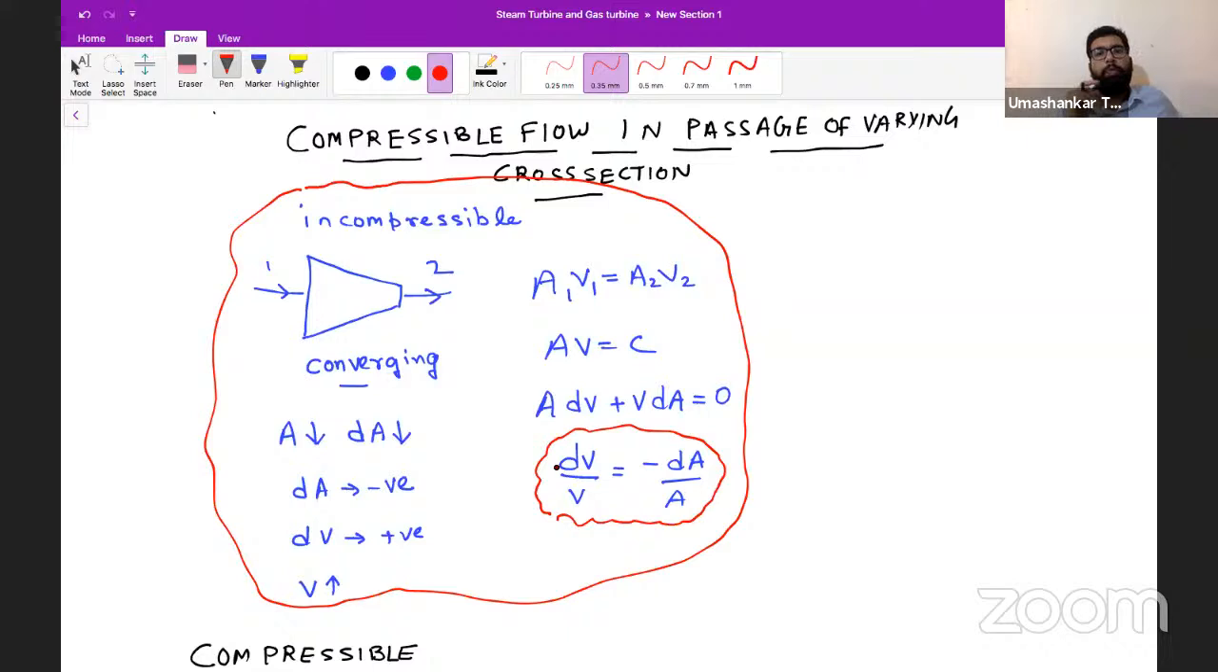So if you have to design a nozzle, a very important statement I am writing here. If you want to design a nozzle.